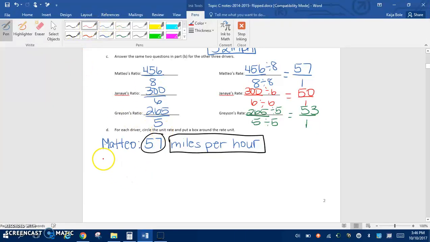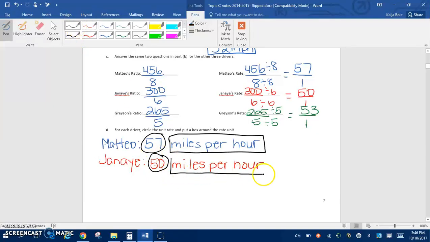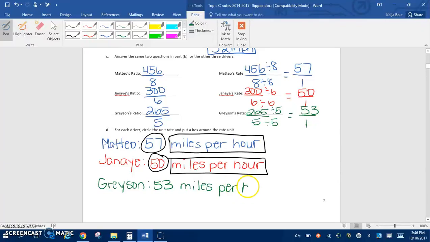Alright, for Janae, we had 50 miles per hour. So that means we would circle the 50 and put a box around the miles per hour. Alright. And then for Grayson, I have in green here, we had 53 miles per hour. So I would circle the 53 and put a box around the miles per hour.